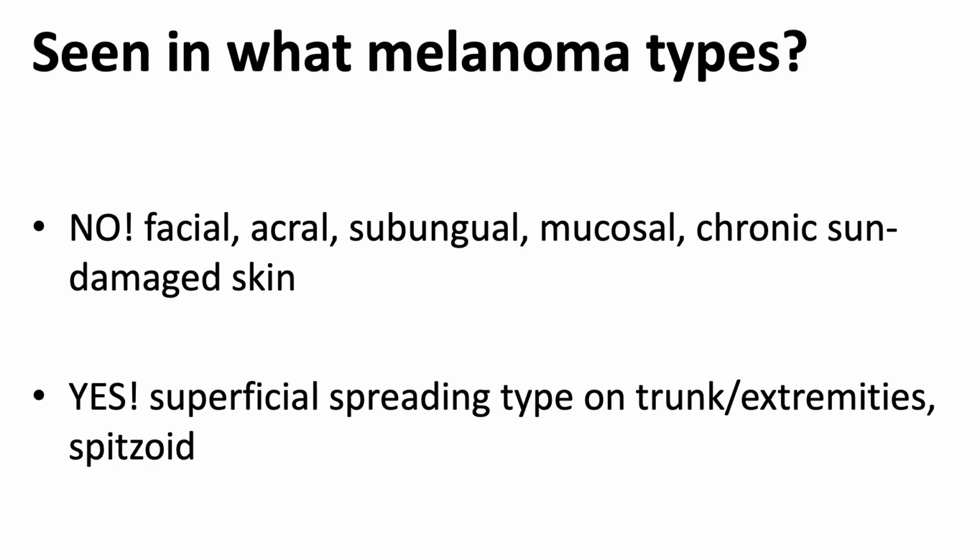So what melanoma subtypes do you see negative network? You're not going to see it in facial, acral, subungual, mucosal, or chronically sun-damaged skin type melanoma. You see it in superficial spreading type melanomas arising on the trunk and extremities, and some spitzoid melanomas. So that's important to keep in mind when you're examining a particular lesion.